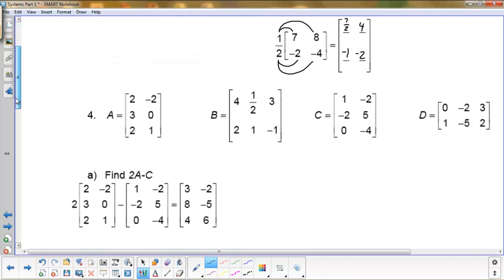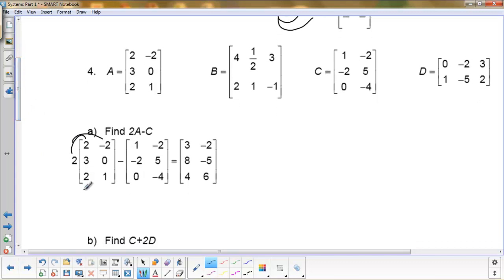Now, when we're working through these types of problems, the first thing you want to do is follow order of operations. The multiplication comes first throughout here, and that's going to give me a new matrix of 4, -4, 6, 0, 4, and 2. I use that new matrix, subtract it from C, and that's going to give me my solution matrix.